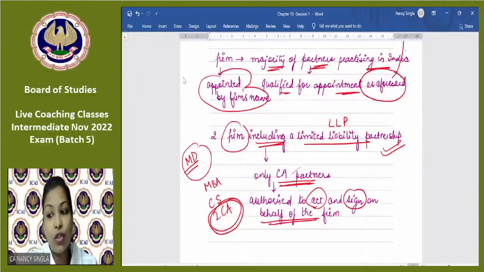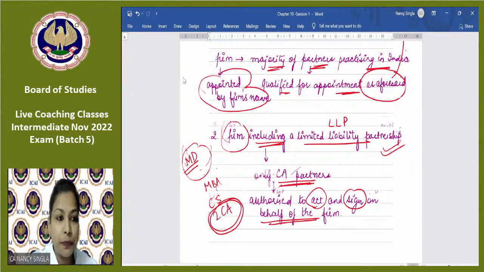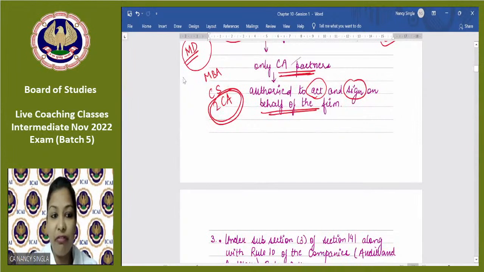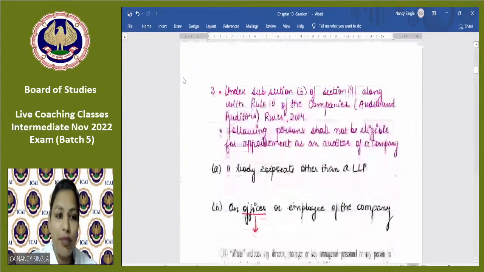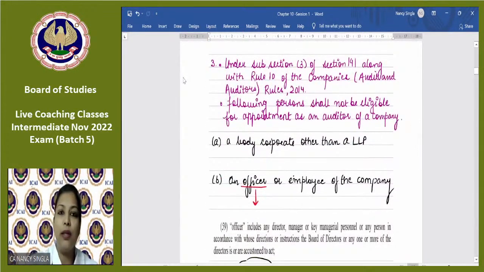So Sudhanshu, your query will be cleared after some time. Okay? Sudhanshu has raised a very good query related to this topic, but I'll be taking this up after some time, as and when that point will come.